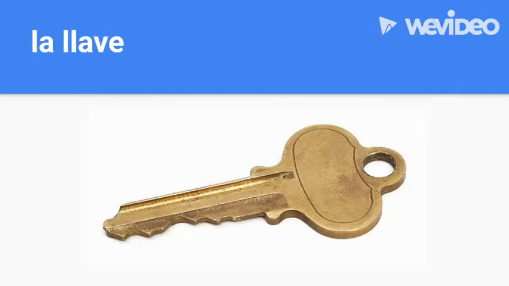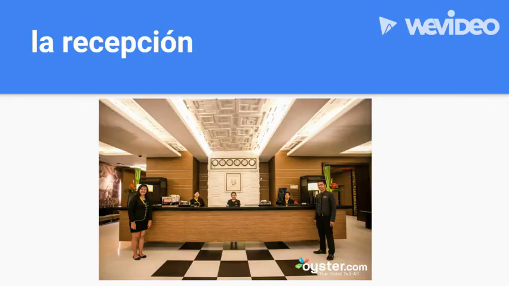La llave. La llave is a key, used to open a door. It can look like this, or it can be a key that looks like a credit card. La recepción. La recepción is the area in a hotel or any office building where you come in, check in with the receptionist, and if you have any questions, they'd be able to answer them.